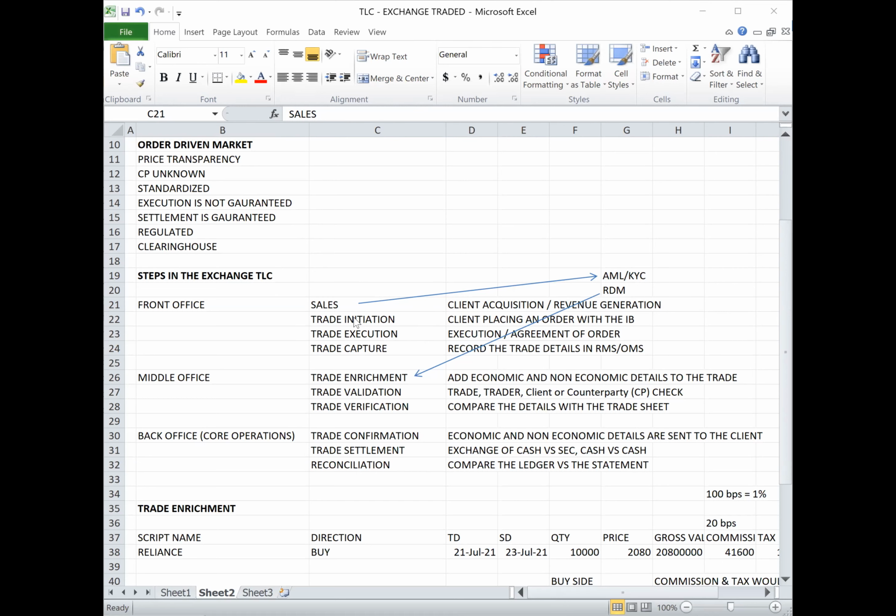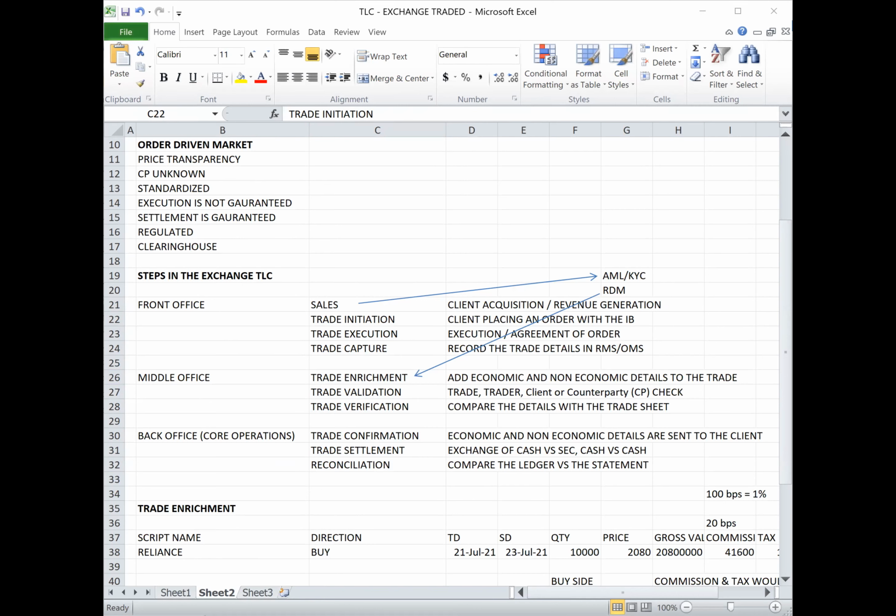Okay. Next is trade initiation. Pay attention from here. These might be new for you. So pay attention. What does trade initiation mean? It refers to the placement of order. For example, Vanguard placed an order with Goldman Sachs.